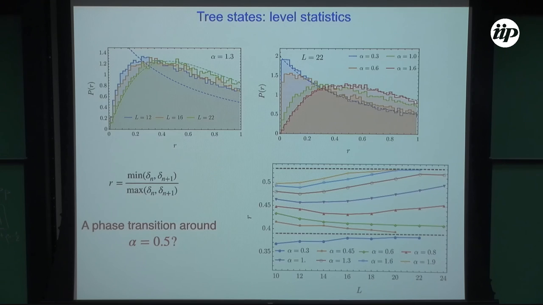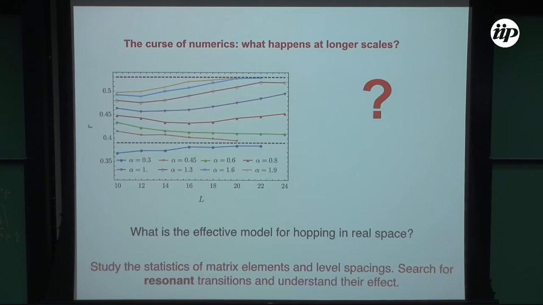So, we have seen several pictures of this already today, and just naively taking this picture, we might conclude that the system may exhibit a transition between ergodic and non-ergodic phase somewhere around alpha equal to 0.5. But the true question is that the finite size scaling in those many-body localization problems is extremely difficult, and we would like to understand what actually happens with the system at large sizes.